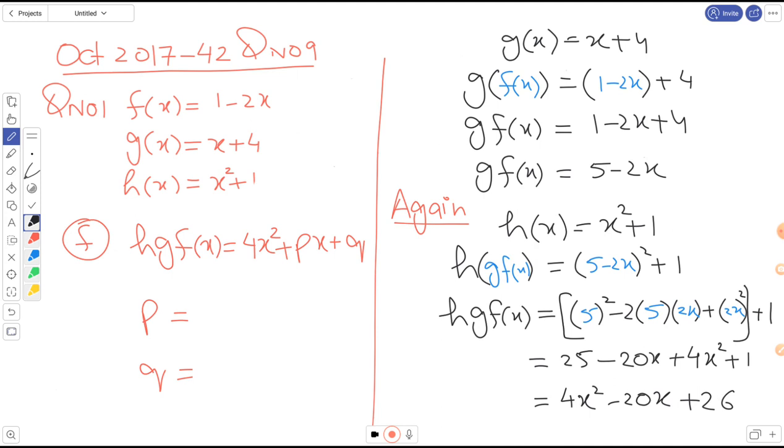Now I use the method of comparing both sides. So what is the x squared coefficient? 4. And what is the x squared coefficient on the other side? 4. So they are equal to each other. Leave it. The x coefficient is minus 20. The x coefficient is p. So we can say that p is equals to minus 20. This constant is 26. Here the constant is q. So we got q is equals to 26. And that's it. And the question is fully finished.